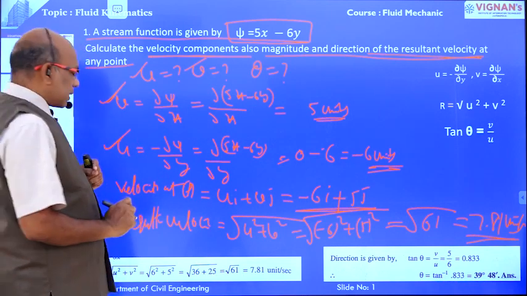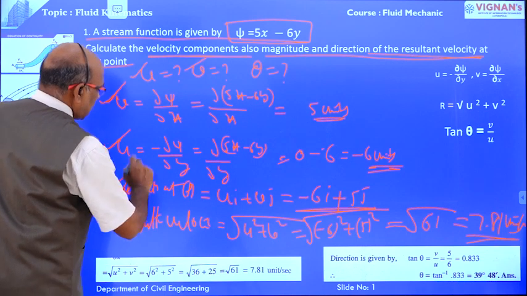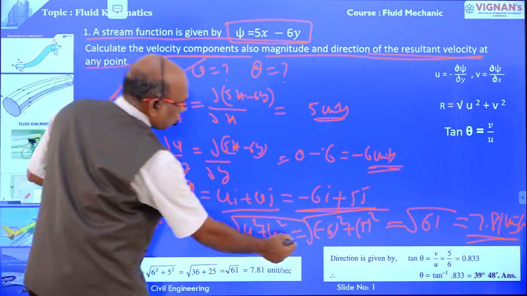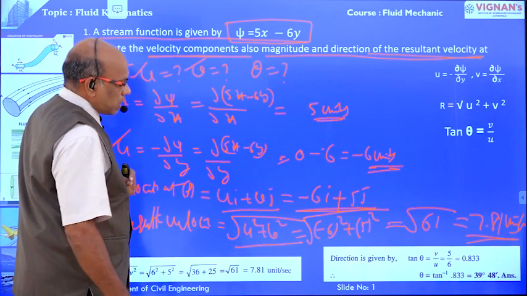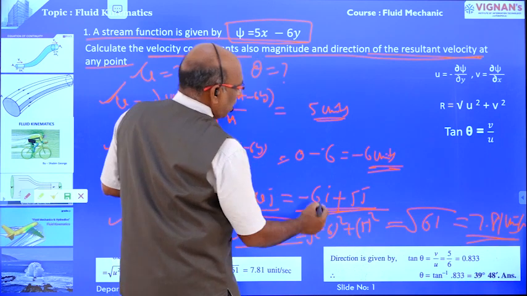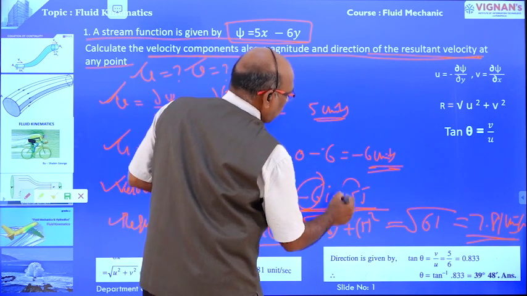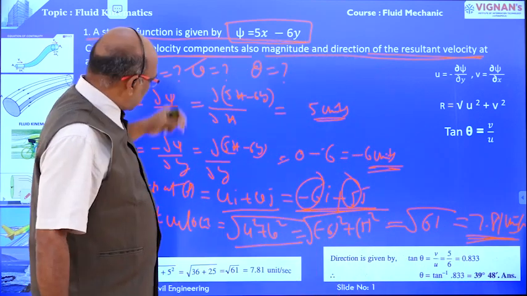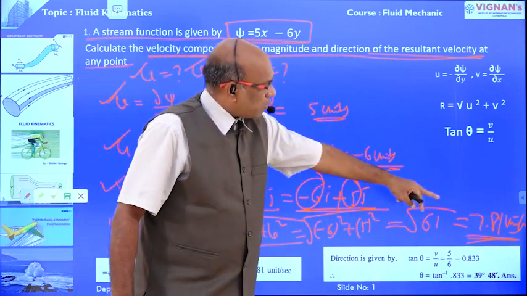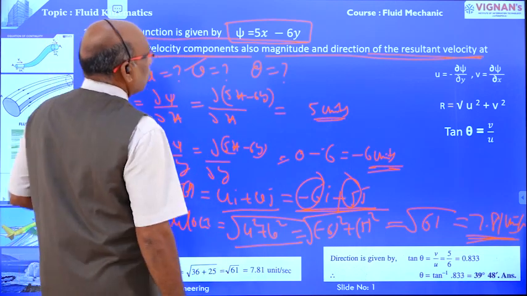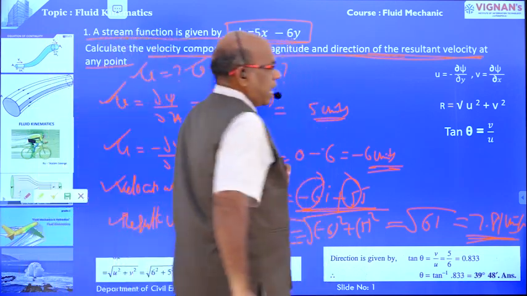Here we have determined the velocity component in the y direction, the velocity component in the x direction, and the velocity at a point P. This is the formula, and the resultant velocity is square root of u square plus v square. We know the u value and v value. Finally we have the resultant velocity equal to 7.81 units per second. Another one, we are going to determine the direction.